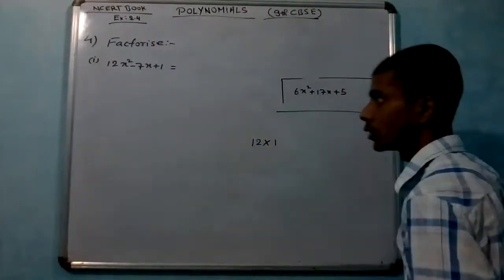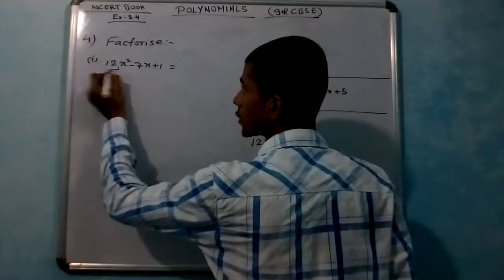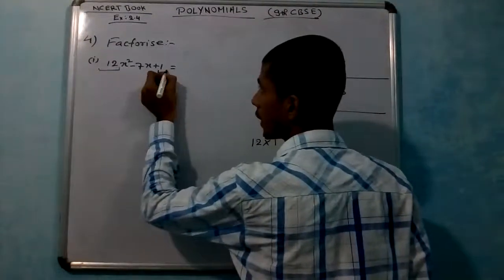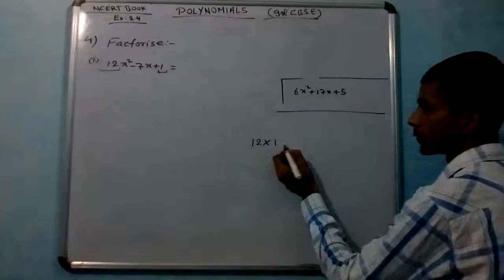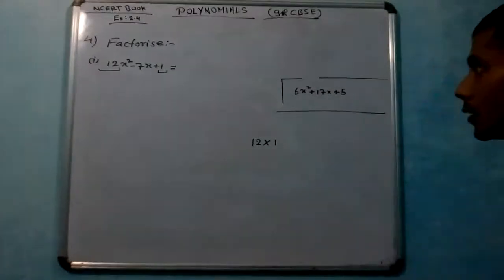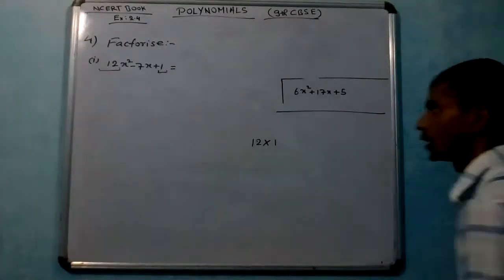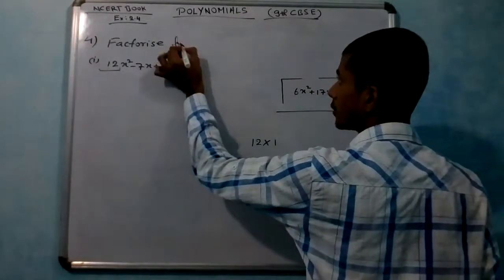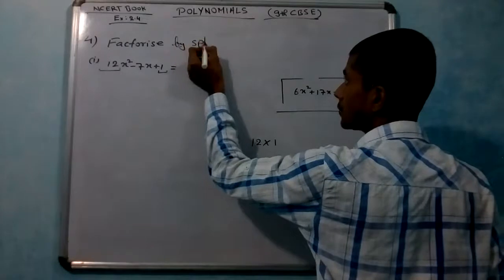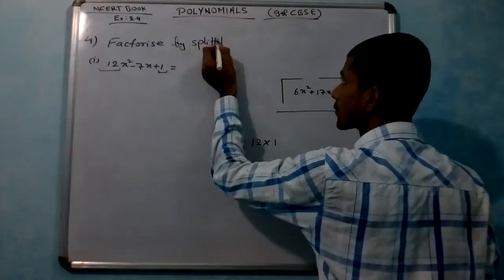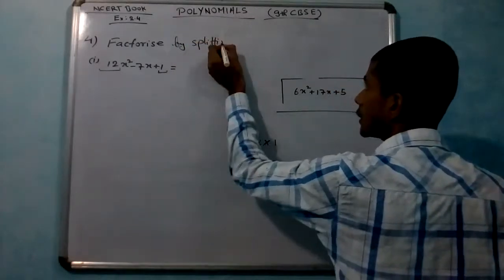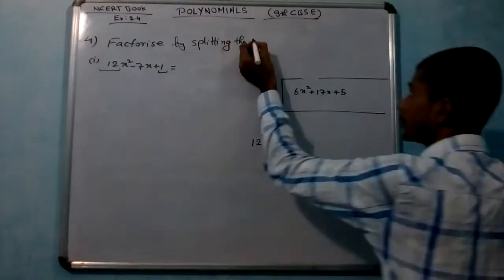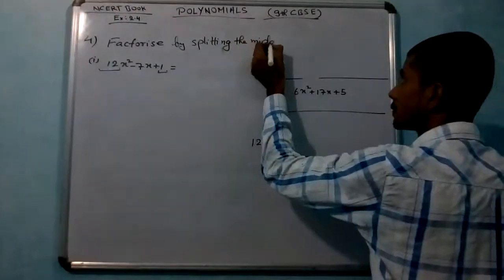What actually do I have to do? I have to take the coefficient of x square and the constant value along with the sign, and I have to multiply here, okay, in the rough. This factorization is actually factorization by splitting the middle term. What is the middle term in this?